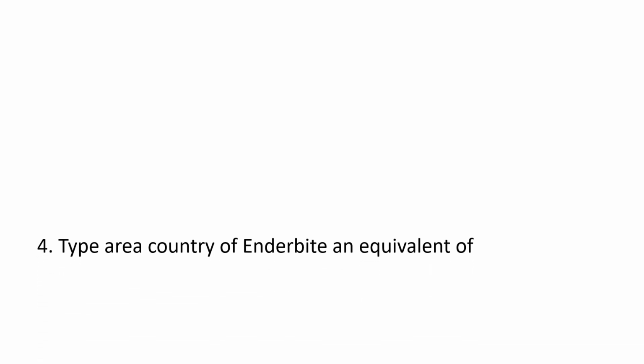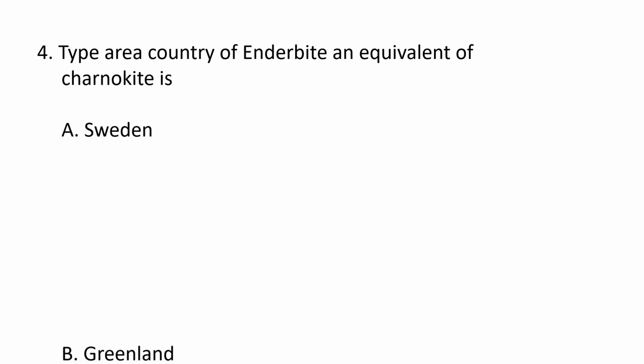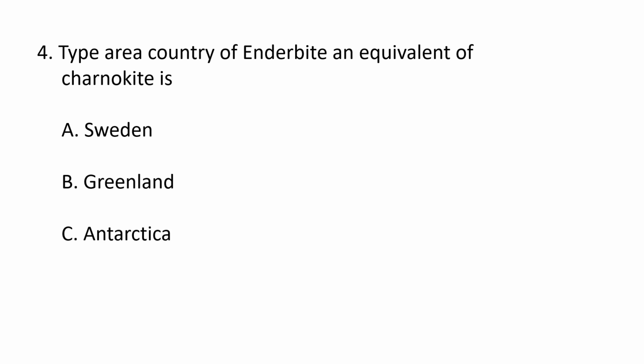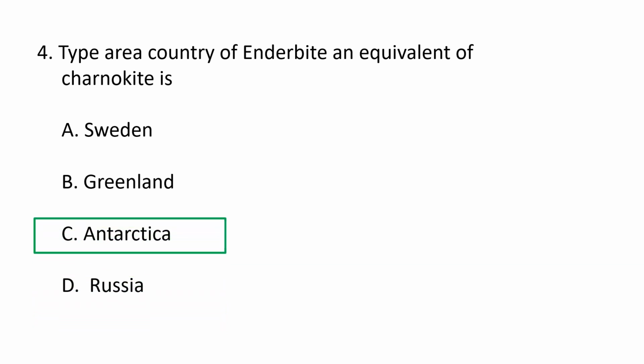Next question. The type area country for enderbite, which is an equivalent of charnockite, is A. Sweden, B. Greenland, C. Antarctica and D. Russia. So, the correct answer is C, Antarctica. So, the charnockites are widely distributed in the southern hemisphere. Rocks very similar to them also occur in Norway, France, Sweden, Germany and Scotland. So, the type area of enderbite, which is an equivalent of charnockite, is found in Antarctica.